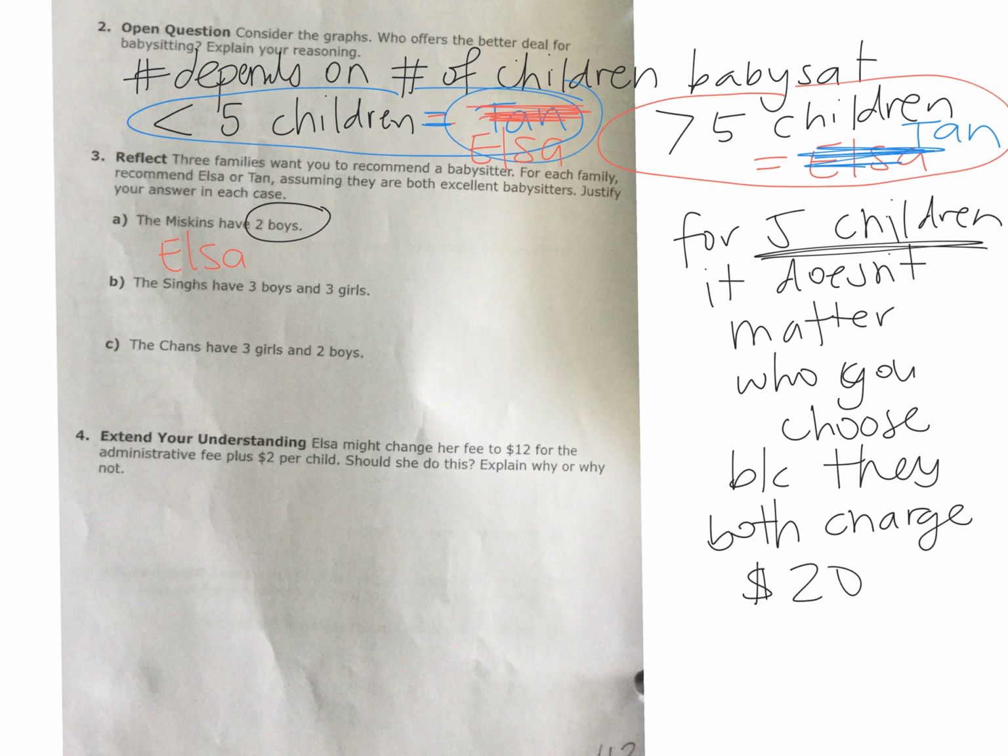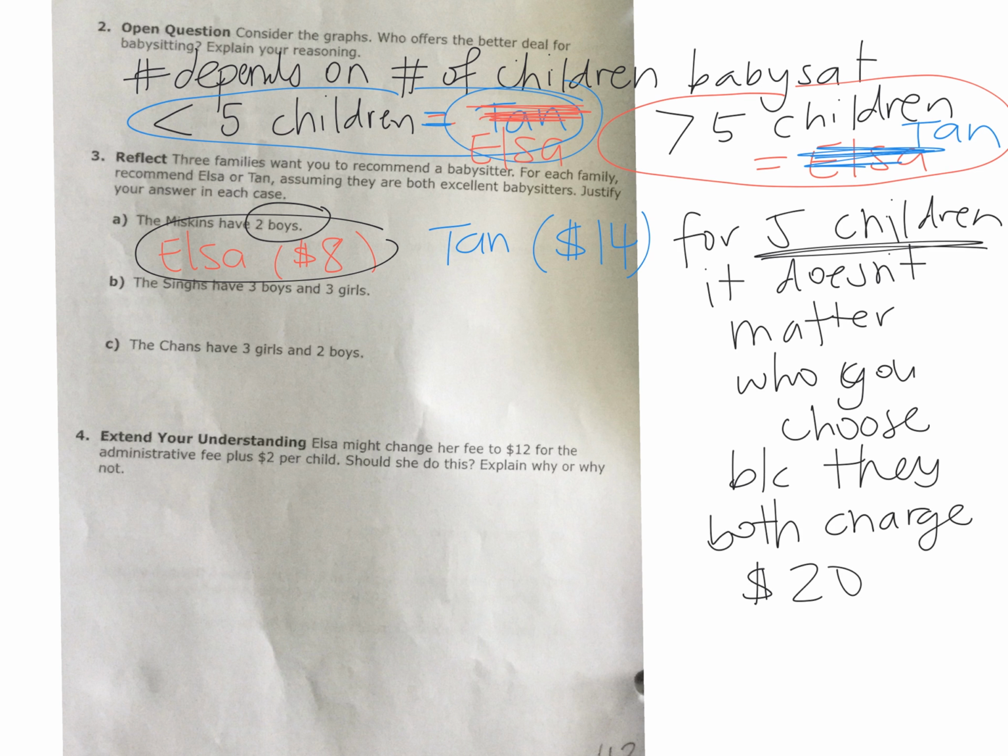How much does Elsa charge for 2 children? $8. Good, $8. And how much does Tan charge for 2 children? $14. Okay, so Elsa is the better choice for 2 children. You're only going to have to pay $8. If you go to Tan, you're going to end up paying $14.